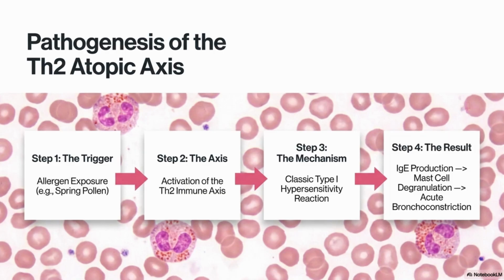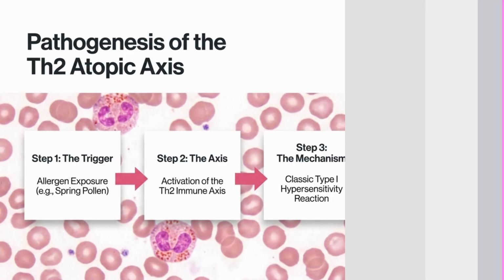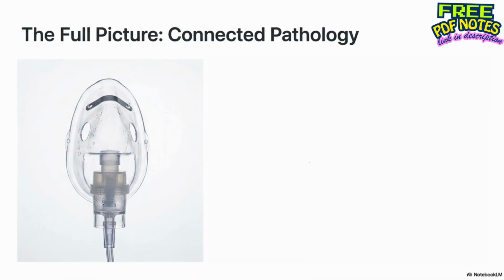Step 4, the result. This hypersensitivity leads to massive IgE production, which binds to and causes mast cell degranulation, ultimately resulting in acute bronchoconstriction. Let's bring it all together for the full picture.